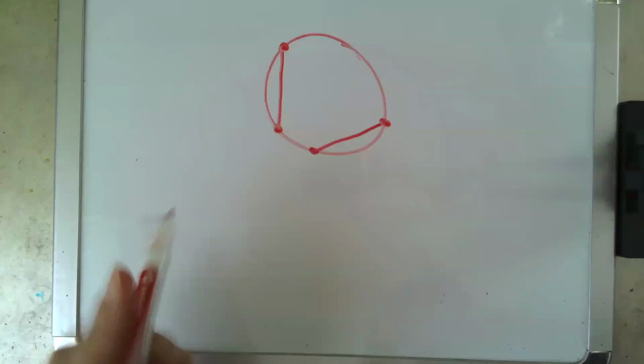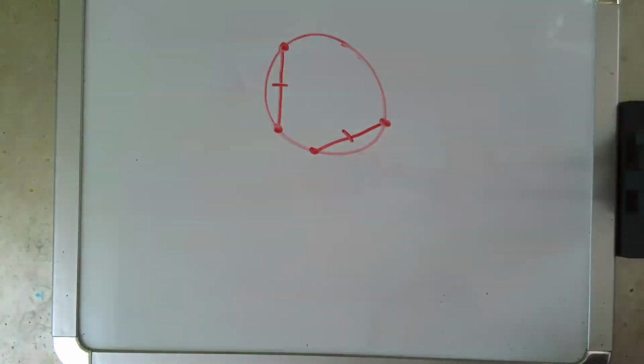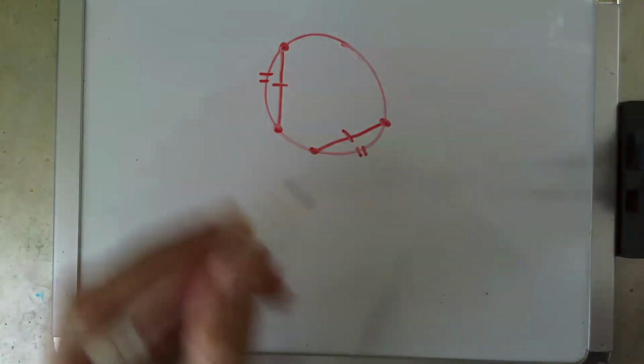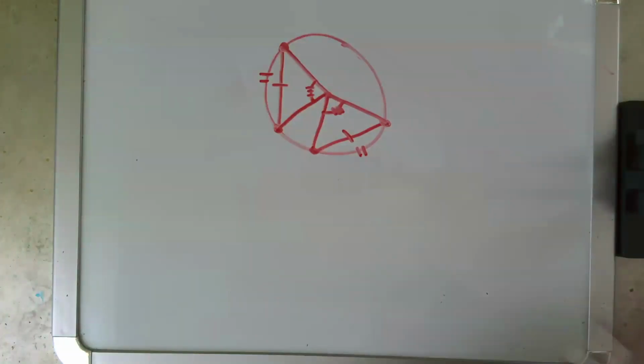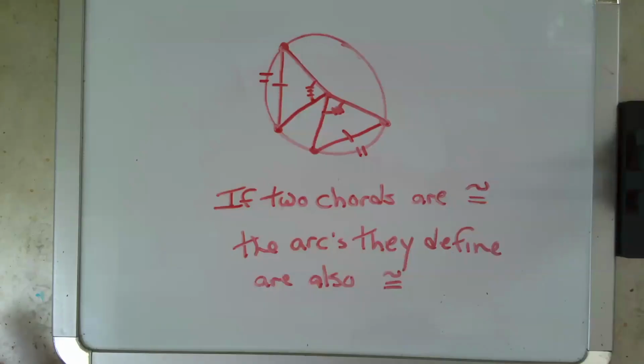Okay, next. If I have two chords and they are congruent in the same circle, then the arcs they cut off will also be congruent. So that's important to note. And then that, of course, also means the central angles will be congruent. So that's a lot of information just from knowing that two chords are congruent.